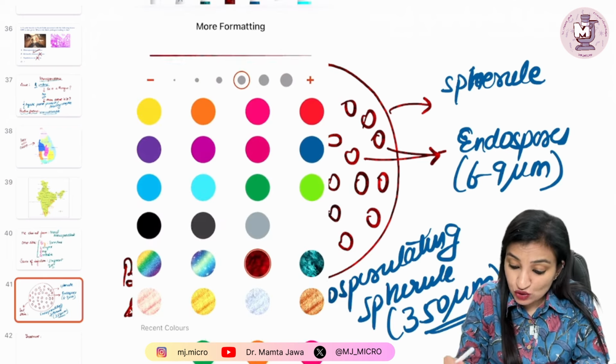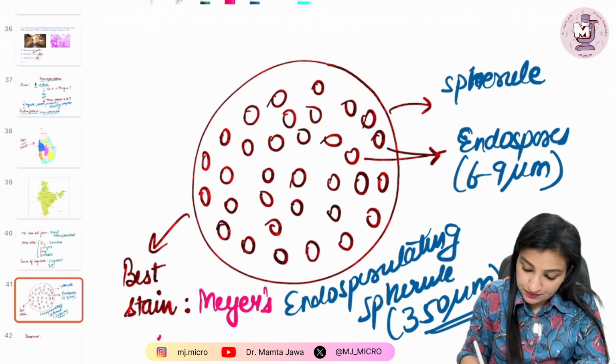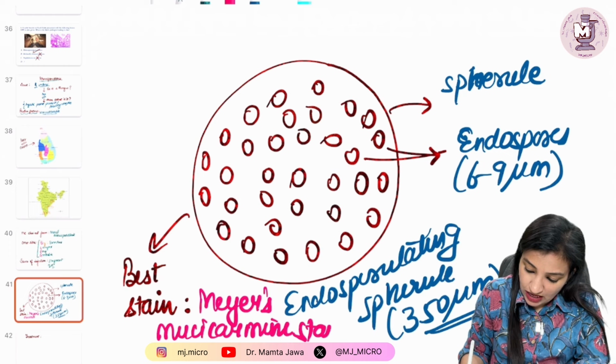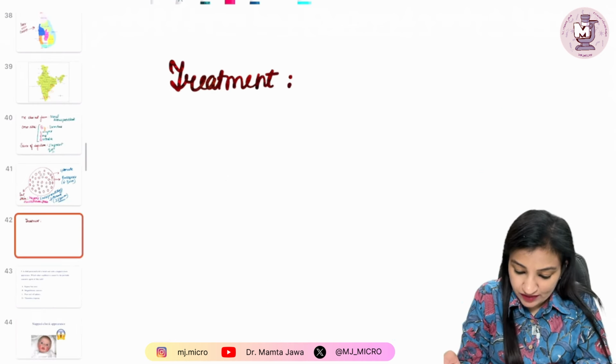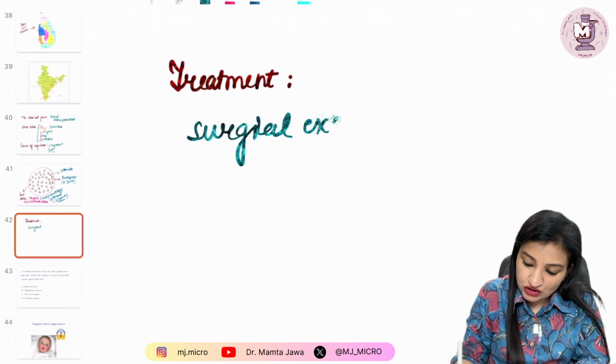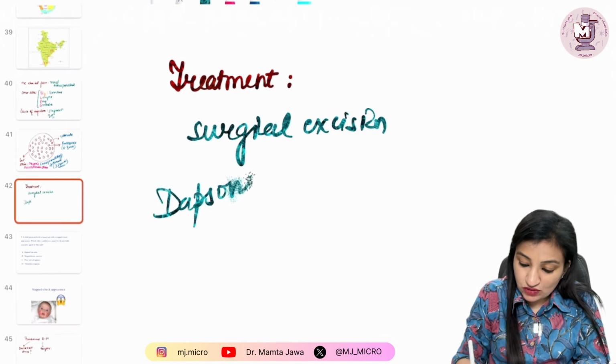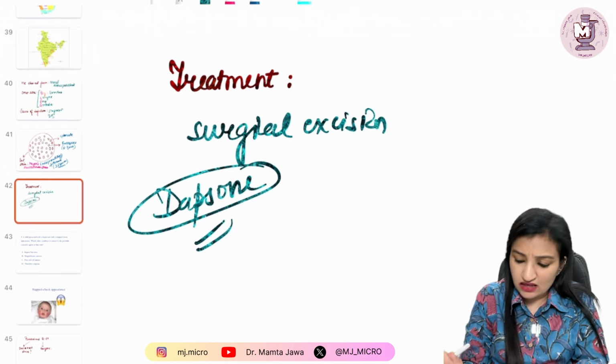And this again is an MCQ. Best stain for this spherule is Mayer's mucicarmine stain. Now, treatment: the mainstay of treatment is surgical excision. As far as drugs are concerned, dapsone can be given, but recurrences are common.